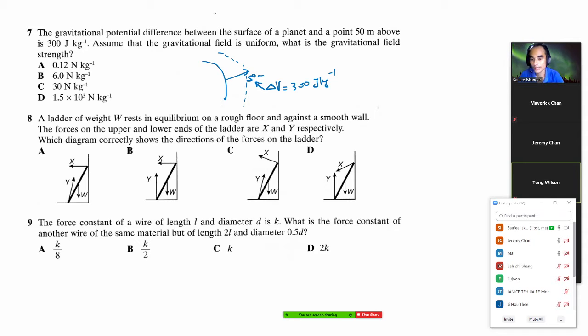From the formula that we know, g is the negative change of potential divided by the change of distance. So here we have 300 divided by 50. So g is actually negative 60 newton per kilogram.